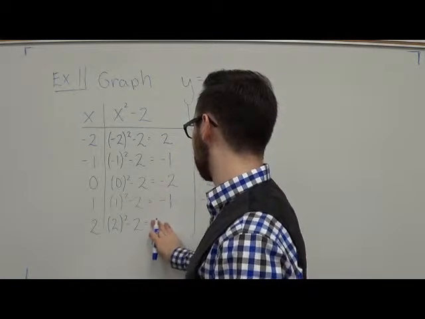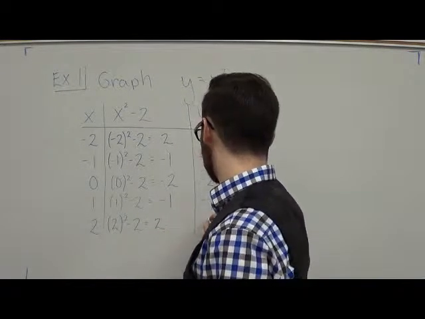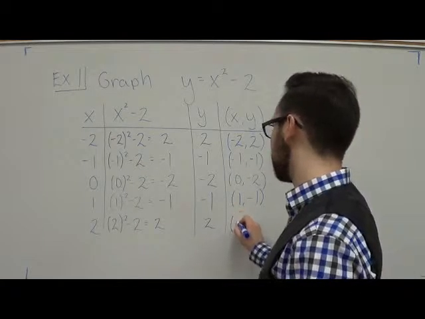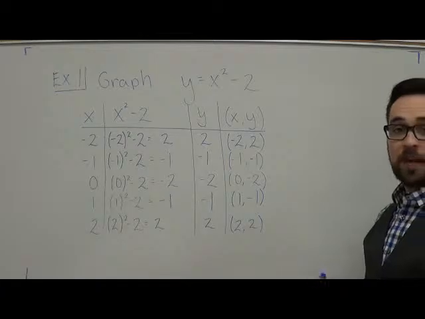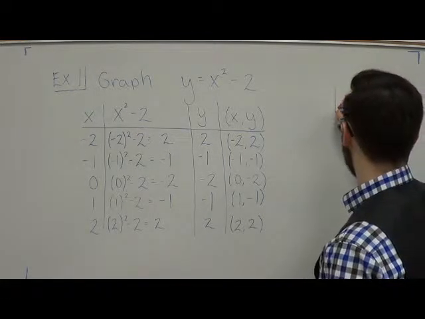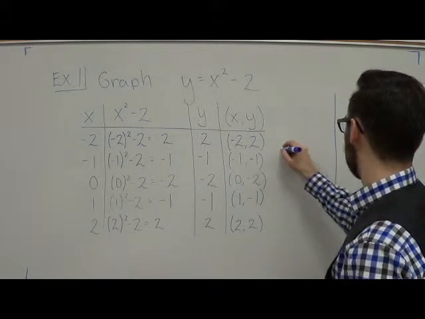4 minus 2 gives us 2. So we end up with that same 2 again. So this time it is 2, 2. Now it's time to plot these points and to see what this graph looks like.